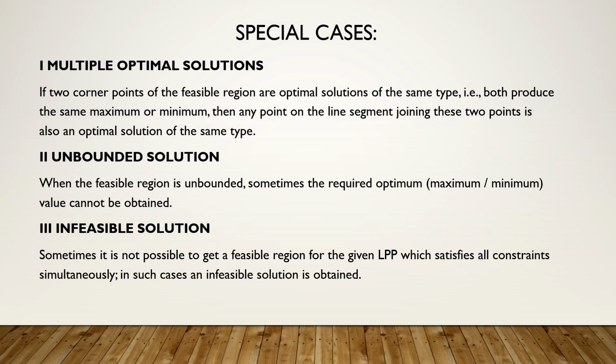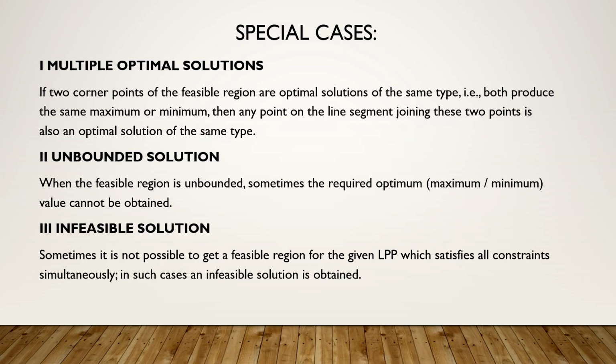That means suppose two corner points are there, both will give you the optimum value and both lie on one particular line. So in fact, both these points, including any other point on this line segment, will give you the optimum value. So this type of problem will have multiple optimal solutions.